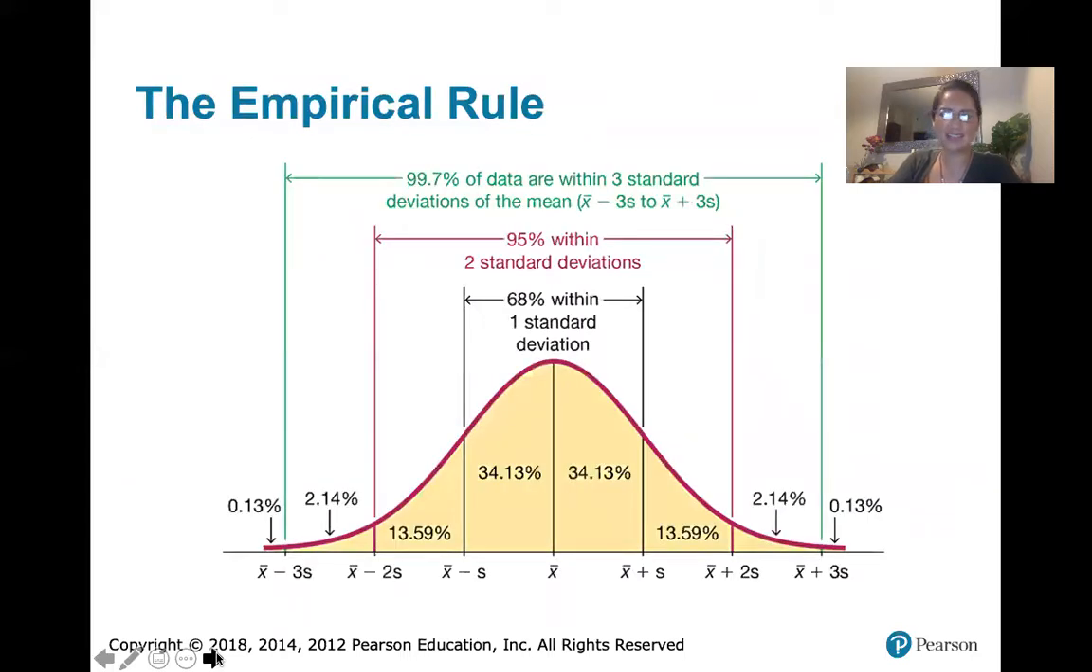So this is just the exact same graphic, just larger. So we've got that 68% in the middle, or that 95% in the middle within 2 standard deviations, or that 99.7% in the middle within 3 standard deviations of the mean.